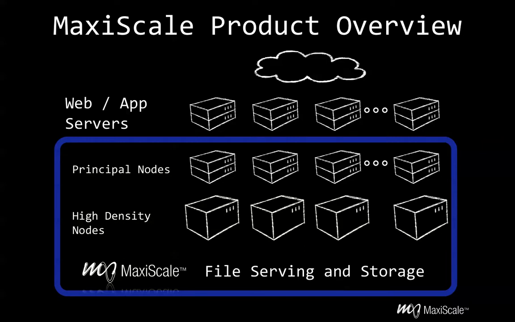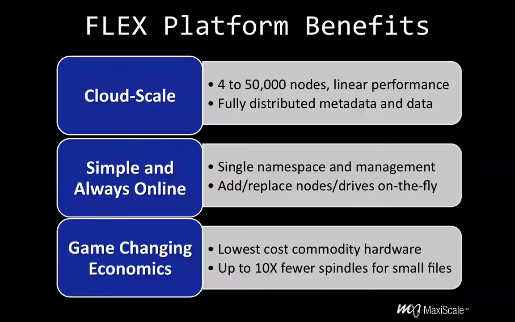And you can see in this configuration that MaxiScale uses a combination of principal nodes and high density nodes to meet both of the peaks I showed on the prior chart: very active data, and then data that just stays around forever that has to be kept because of implied service agreements.